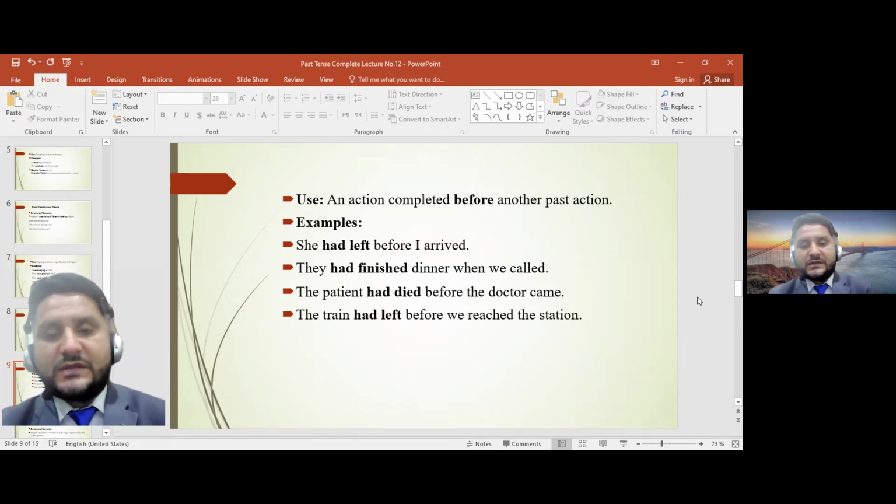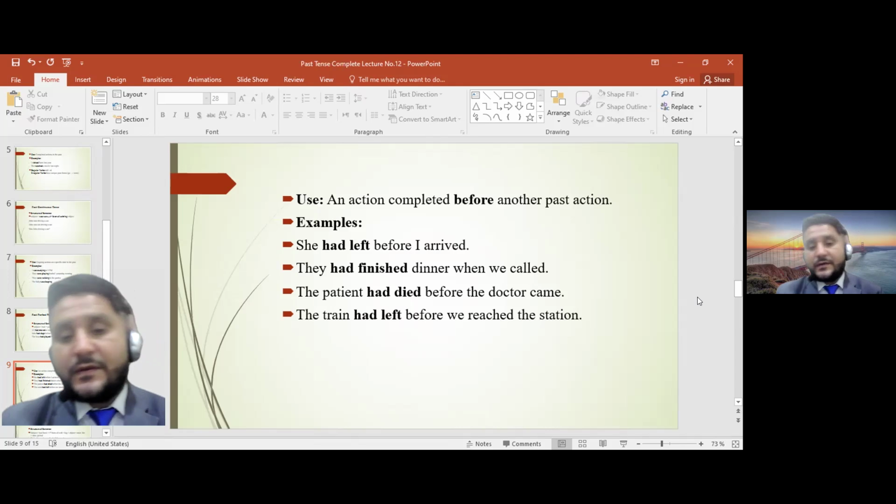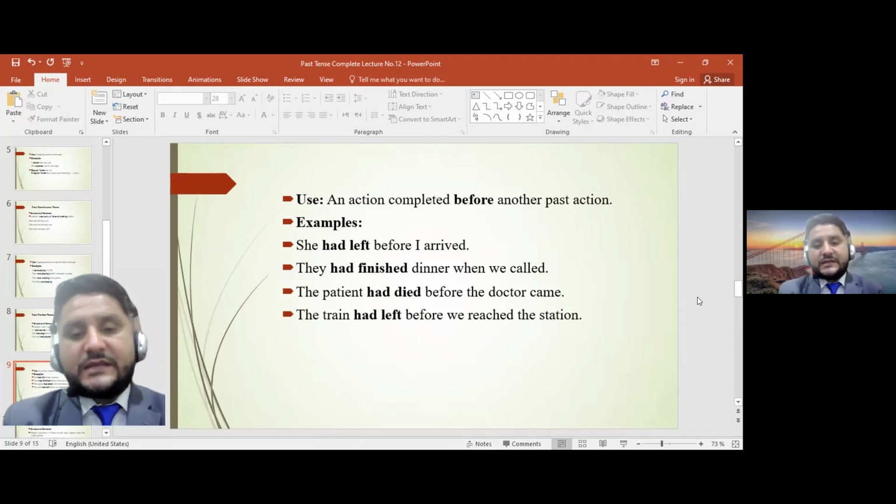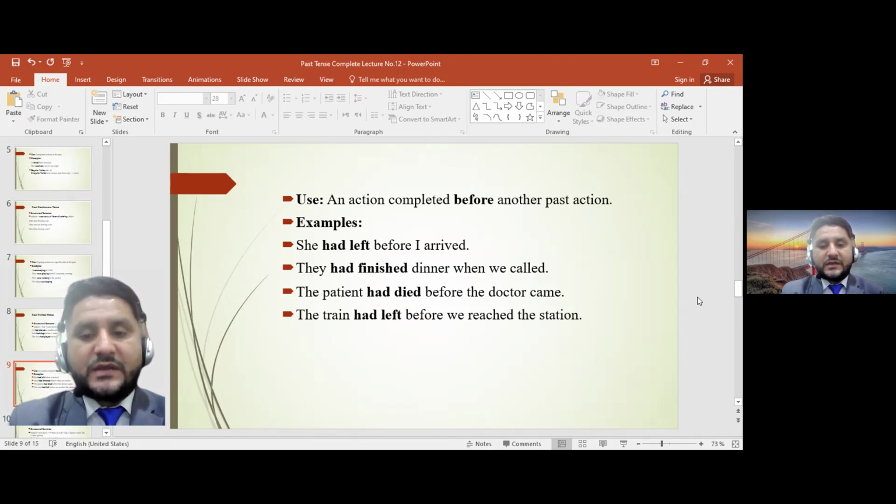So the same context, different examples are there now. She had left before I arrived. They had finished dinner when we called. The patient had died before the doctor came. The train had left before we reached the station.